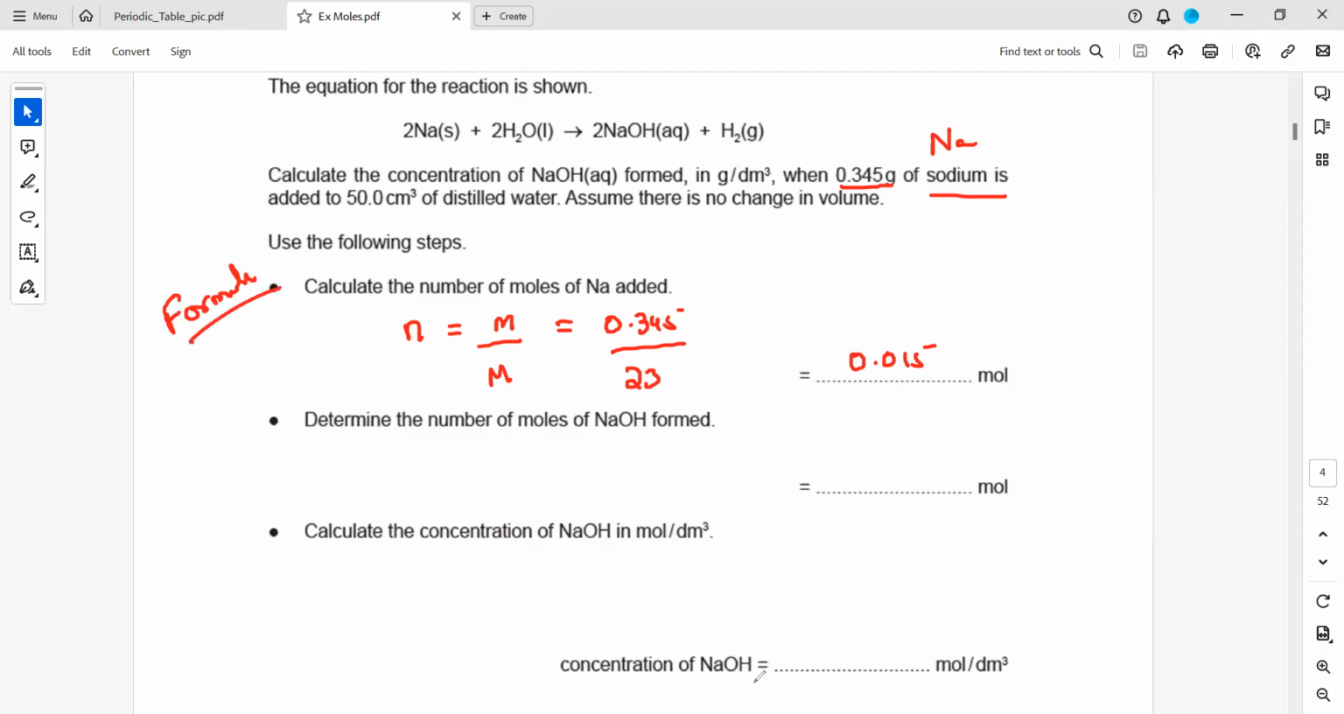Is it clear, the first part? How we worked out the moles? Is anyone having a doubt or a question in the first part? Clear, sir. Okay.